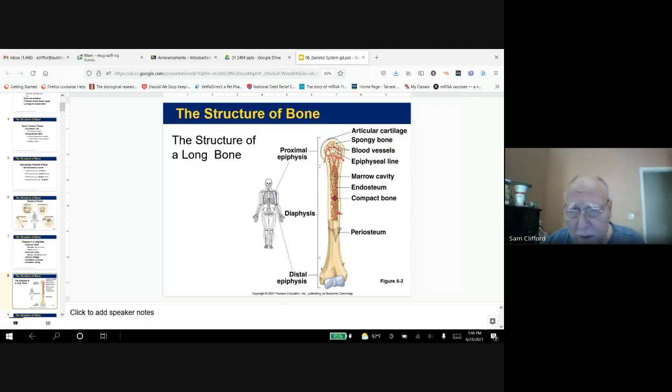The cavity in the center of the bone is where red blood cells are made, and white blood cells, and so on. The endosteum lines the bone cavity. The periosteum lines the entire bone. So cartilage at either end where joints are formed.